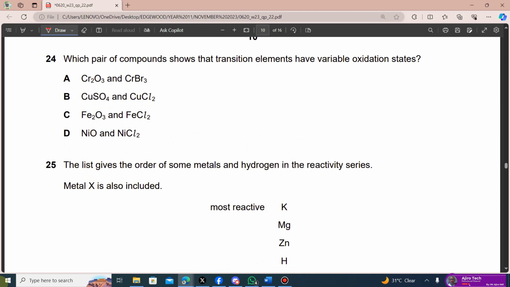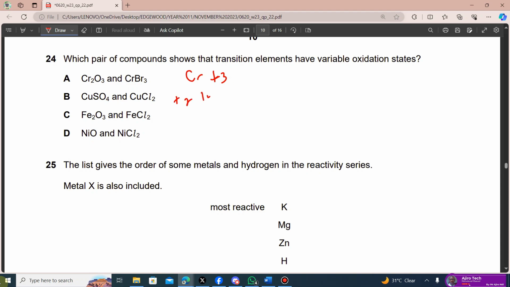Now, variable oxidation state: we're going to compare some of these elements and see what oxidation numbers they have. In this case, chromium is a transition element, so it has an oxidation state of +3 in the first compound, and in the second compound it still has +3. So it doesn't change. That's not a variable oxidation state. The second one, copper, is +2 in the first compound, and equally +2 in the second.